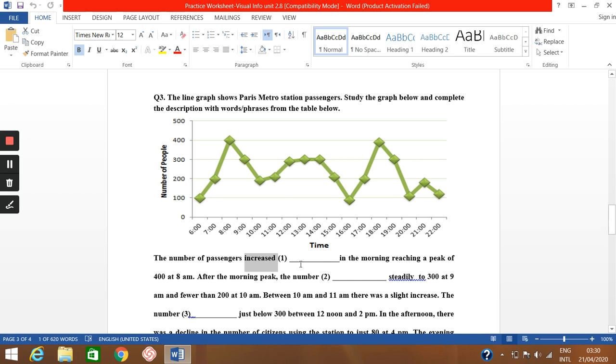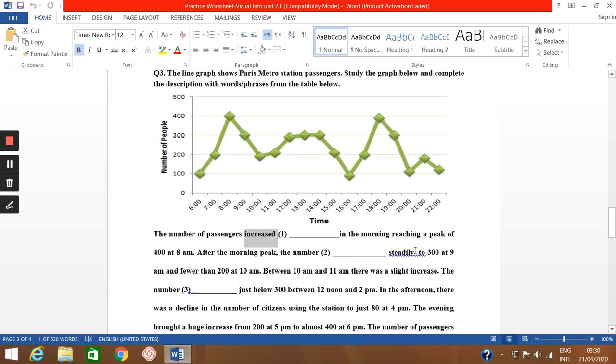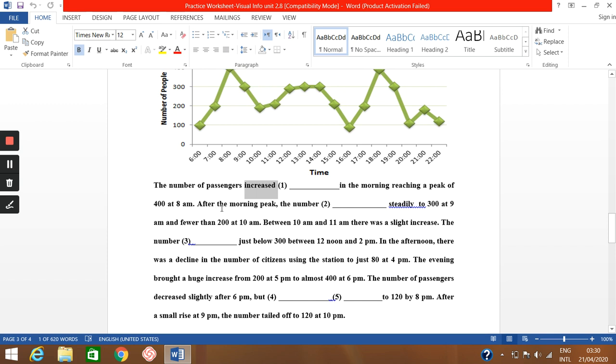Slightly means gradually, and we use slightly as an adverb simply because we are describing a verb which is used to describe the action of increase here. So increased slightly. I mean, you have to add ly to the adjective slight in order to change it into an adverb. So increased slightly in the morning, reaching a peak of 400 at 8 a.m.